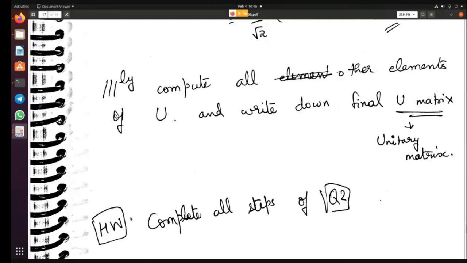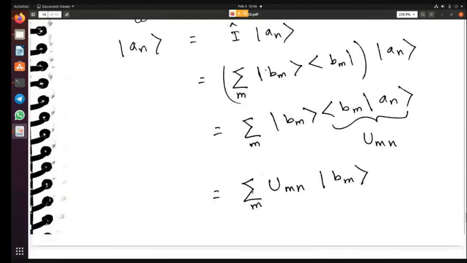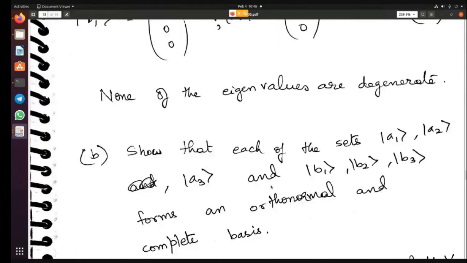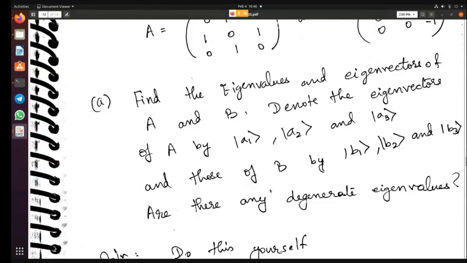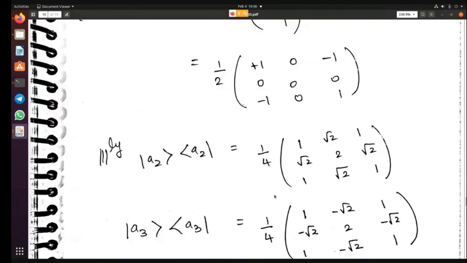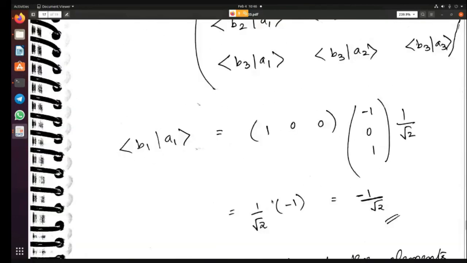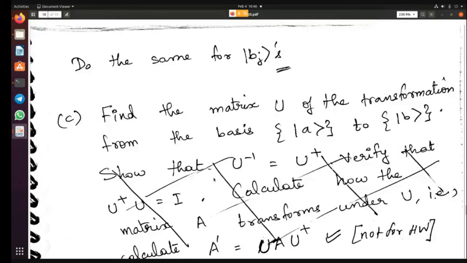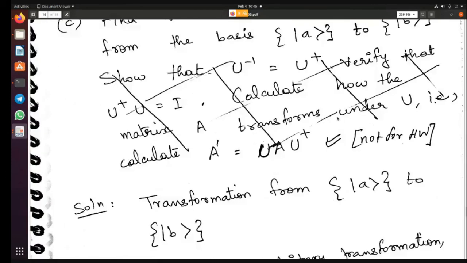Okay, so the homework here is to complete all steps of question 2. All of this is part of question 2. I want you to complete all the steps, starting from finding the eigenvalues, finding the eigenvectors, and doing all the other steps as well. So complete all the steps and finally find the unitary matrix. There was another part to this problem which I'm not giving you for homework because I think you've already shown this for other problems.